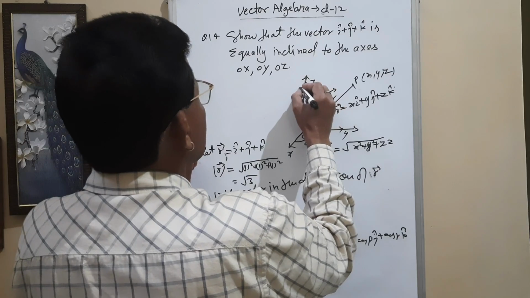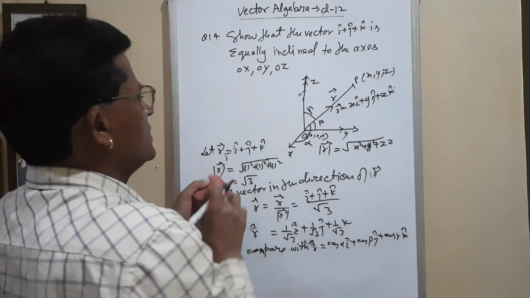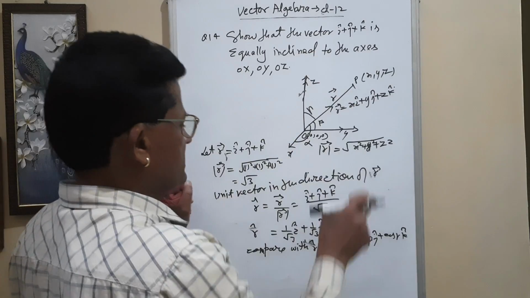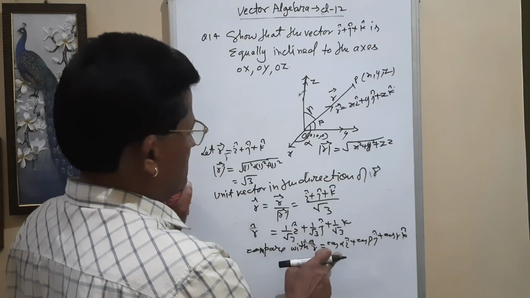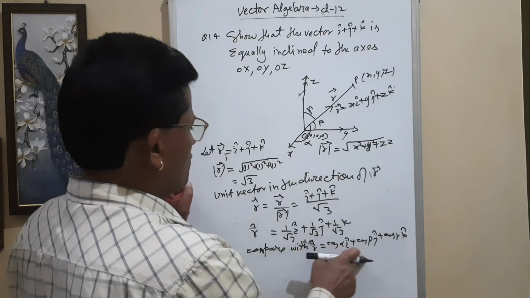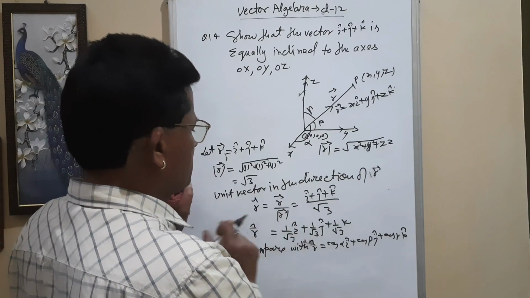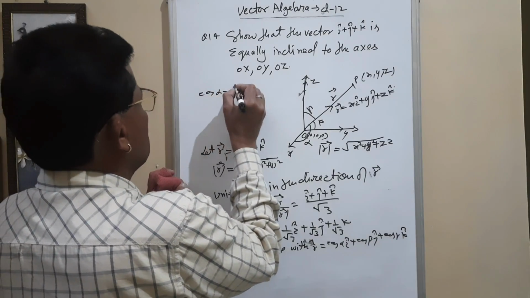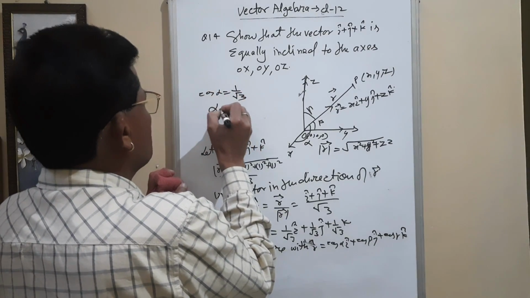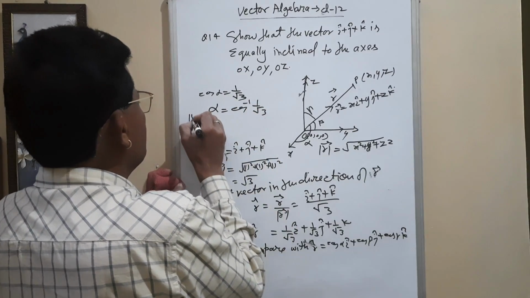Because it is i, j, k. These are the unit vectors along the x-axis, y-axis, and z-axis. This also you must keep in mind. Compare this thing with this equation. In place of cos alpha, here it is 1 upon root 3. Cos alpha will be equal to 1 upon root 3. But we require the value of alpha: cos inverse 1 upon root 3.